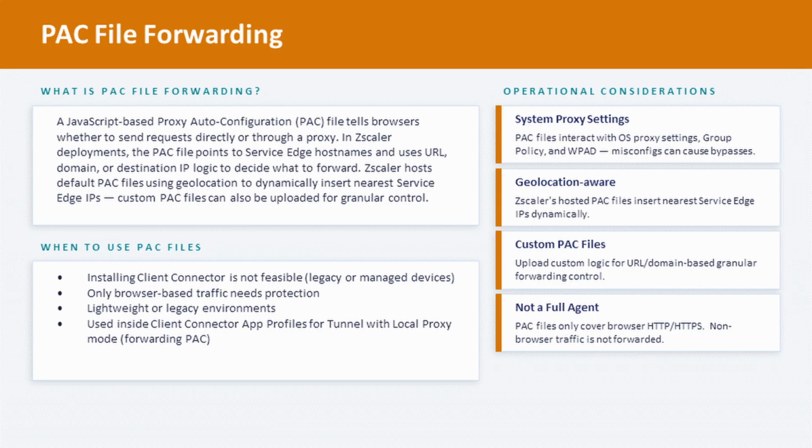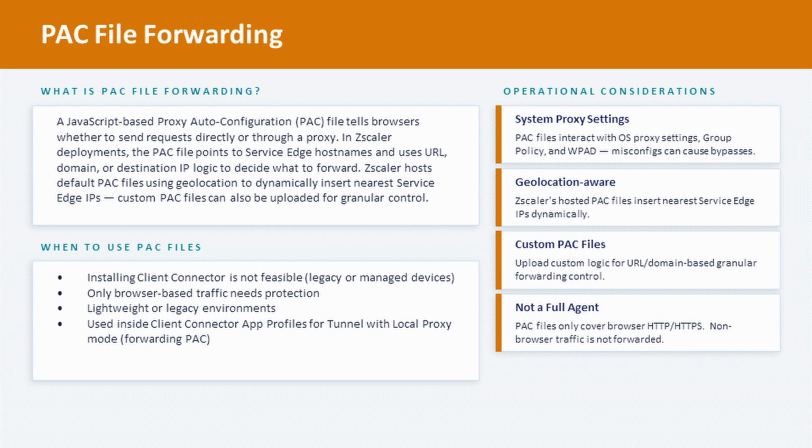PAC file forwarding is the right choice in a few specific situations. First, when you genuinely cannot install Client Connector, the device is managed by a third party, it runs an unsupported OS, or the organization is in an early pilot phase. Second, when you only need to protect browser-based HTTP and HTTPS traffic and non-browser application traffic is not in scope. Third, PAC files also exist inside Client Connector itself. When Client Connector operates in tunnel with local proxy mode, it uses PAC-style logic internally to direct traffic.